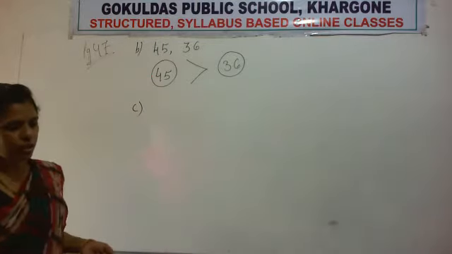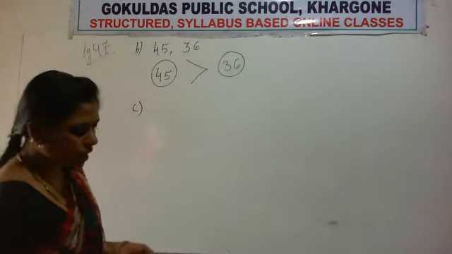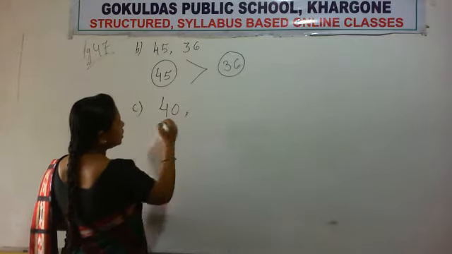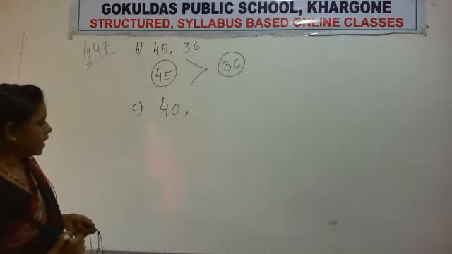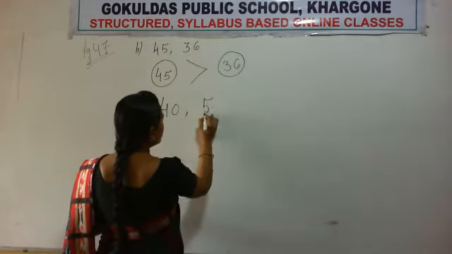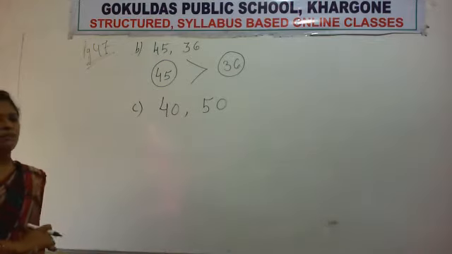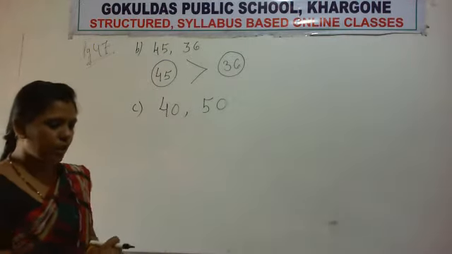Now the next question. What are the numbers written there? 40. And how do we read this number? 40, and the other number is 50. These two numbers are given.